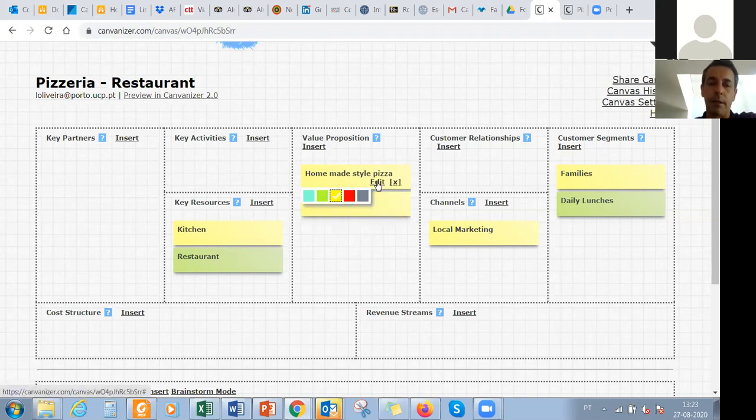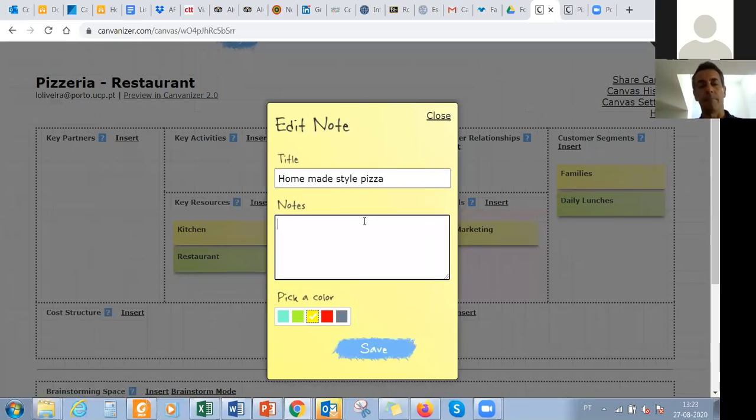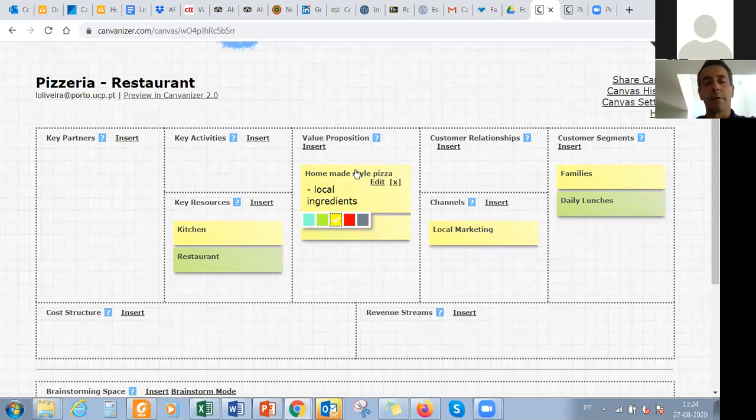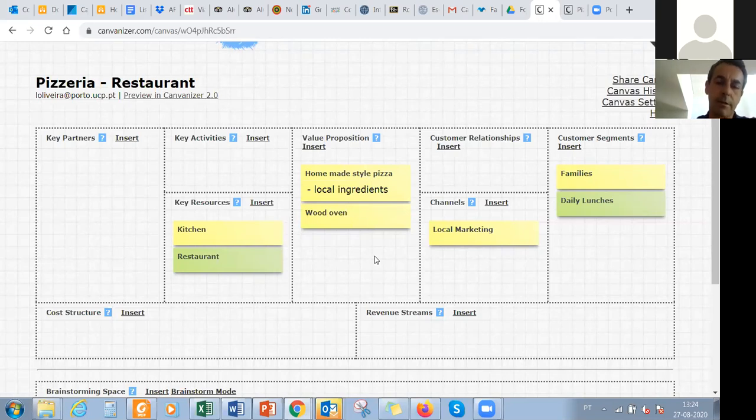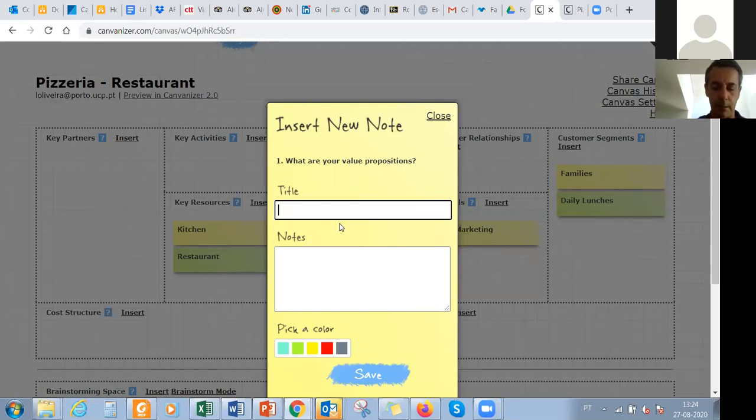So maybe we can say here that the homemade pizza has local ingredients, or natural ingredients. Natural is maybe not the best definition, but local ingredients. So it is a homemade style pizza with local ingredients. Maybe we can say something more about the oven. It's easy to edit, it's easy to insert other blocks. So I could put local ingredients here as a new block, local ingredients that could give some added value. Ingredients is not wrong.